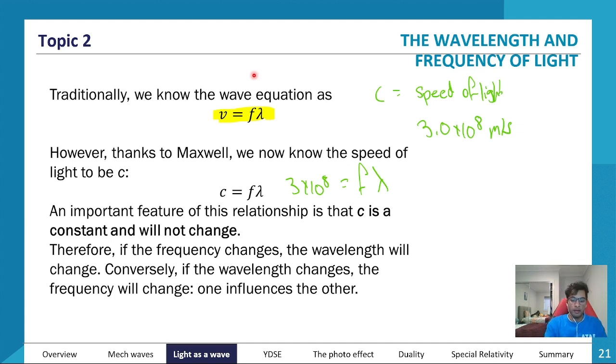The next thing we have to keep in mind is that the speed of light is always constant. So velocity is equal to frequency times wavelength. If velocity is constant, and let's say we were to increase the frequency, what is going to happen to the wavelength? Well, the wavelength is going to decrease. And vice versa, if we were to increase the wavelength, the frequency will decrease, because frequency times wavelength has to be constant, and that constant is the speed of light.